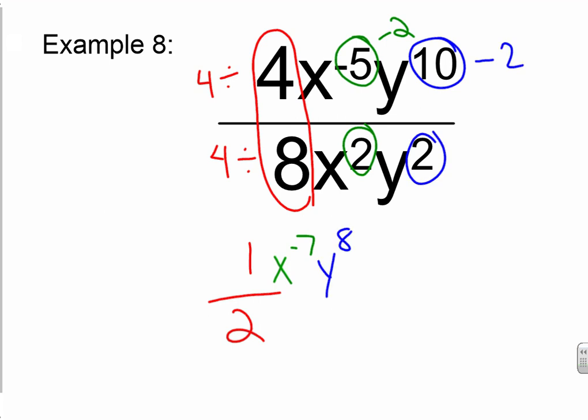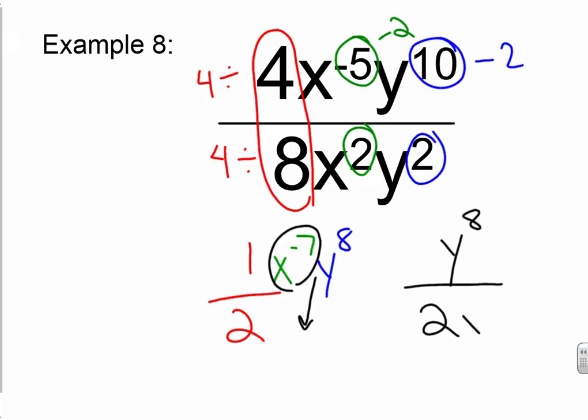My last step is to get rid of any negative exponents by shoving them to the opposite. So that gives me a final answer. Y to the 8th is still on top. 2x to the 7th is on bottom. Final answer.